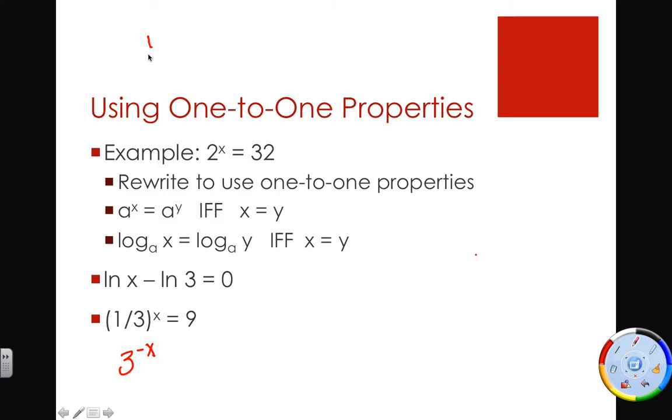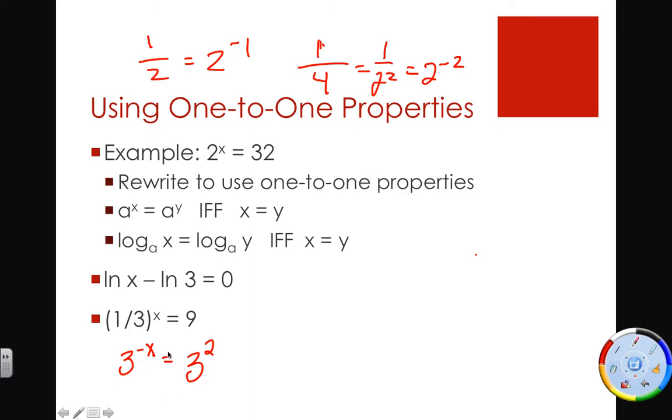I know that 1/2 is actually 2 to the negative 1. If I knew 1/4, that's actually 1 over 2 squared, which is 2 to the negative 2. So there are ways to get rid of these fractions by changing them back into negative exponents. In this case, since it was 1/3 to the x, I can write it as 3 to the negative x to take care of the fraction. In this same sense, I can rewrite 9 as 3 squared.